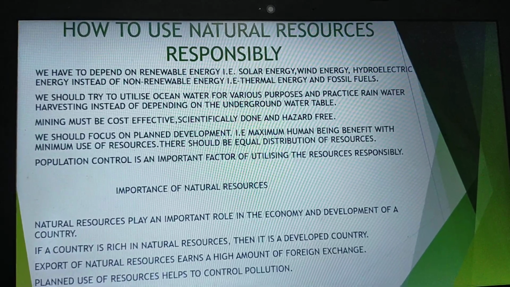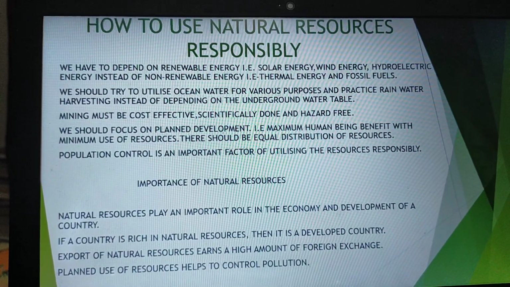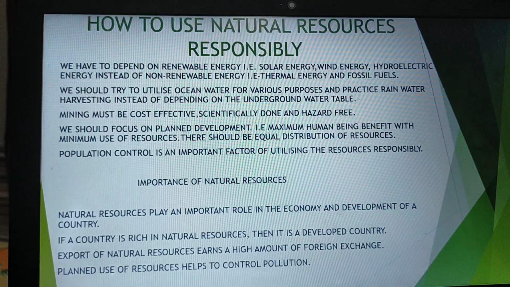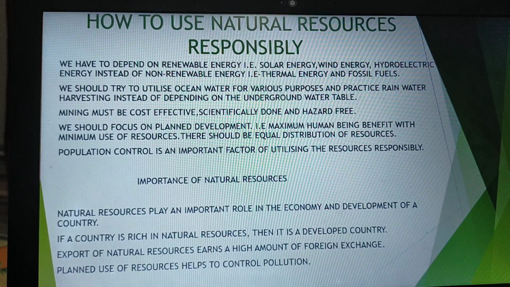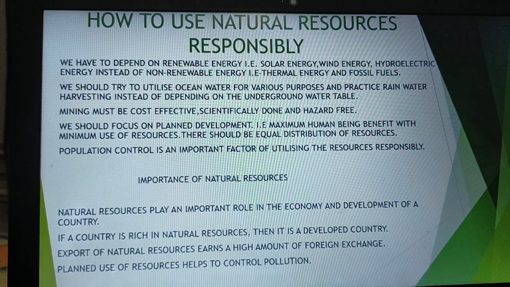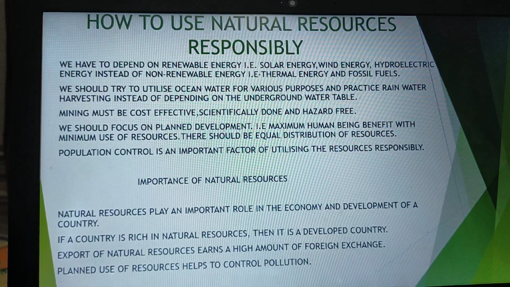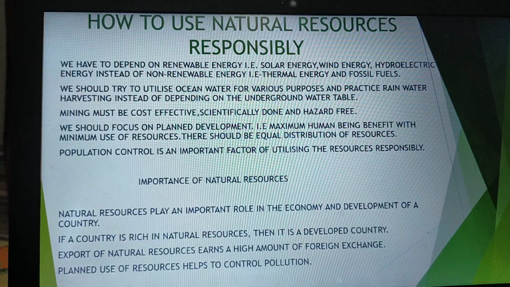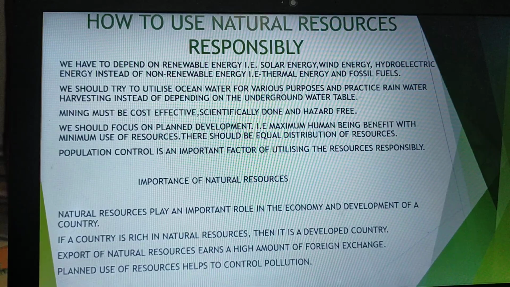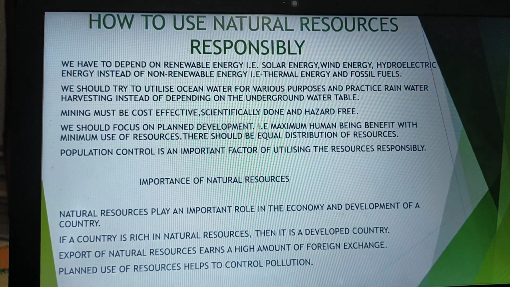How can we use our natural resources responsibly? We have to depend on renewable energy, that is solar energy, wind energy, hydroelectric energy, etc., instead of non-renewable energy, that is thermal energy and fossil fuels. We should try to utilize the ocean water for various purposes and practice rainwater harvesting instead of depending on the underground water table. Mining must be cost effective, scientifically done, and hazard free.